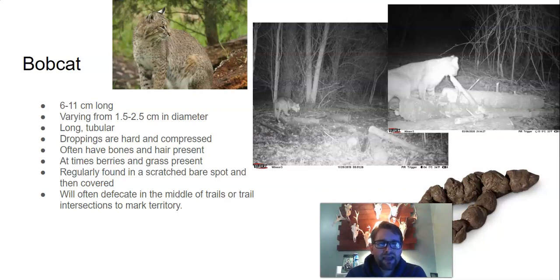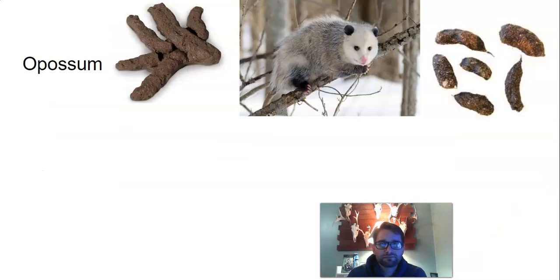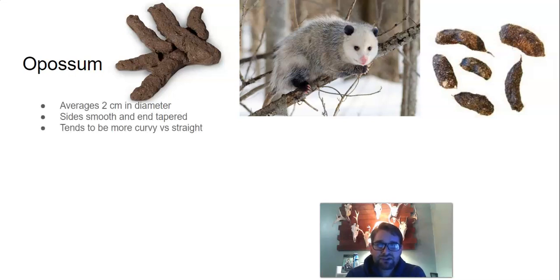Oftentimes, bobcats will deposit their scat in an area that they've scratched bare, and then they will recover it with grass or other plant matter or even dirt. They do typically defecate in the middle of trails or trail intersections to mark territory also. Possum. Possum scat averages 2 centimeters in diameter. Its sides are smooth and it has at least one end that is tapered, and it tends to be more curvy versus straight.